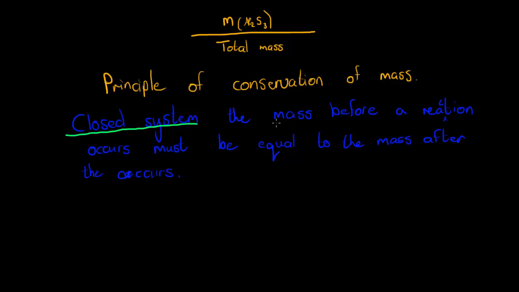So in a closed system, the mass before the reaction occurs must be equal to the mass after the reaction occurs. So basically it means that at any point, if you were to put this whatever closed system you have, if you were to weigh it consistently, you will always see the same value, no matter what is happening inside, as long as nothing is allowed to escape.